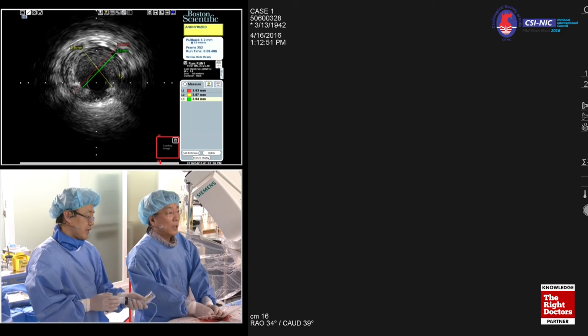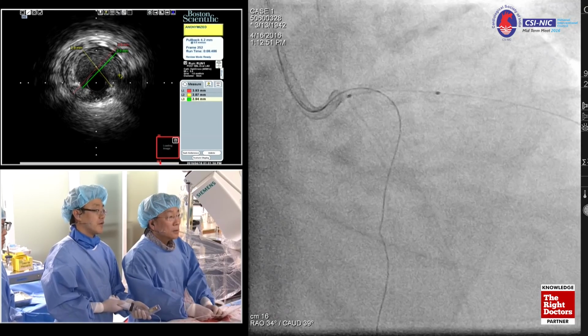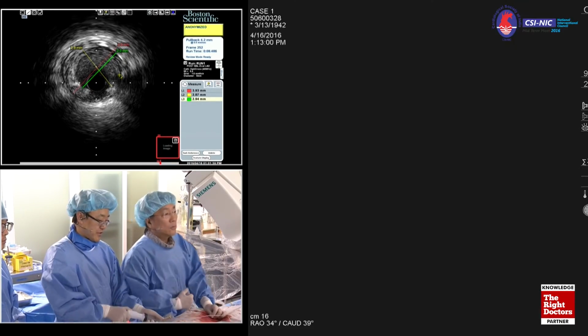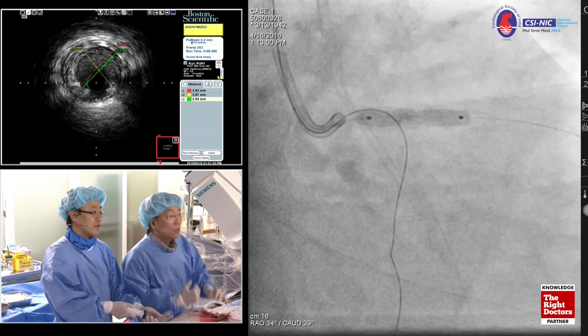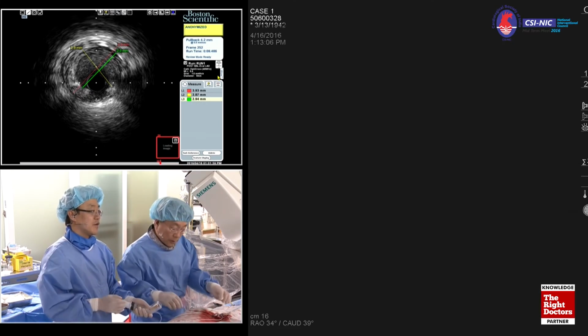3.6, okay. So for the proximal LAD and left main area, we're going to do 20. 20, why not, 25. 25, all right. High pressure inflation. Okay, deflate, for the LAD side.